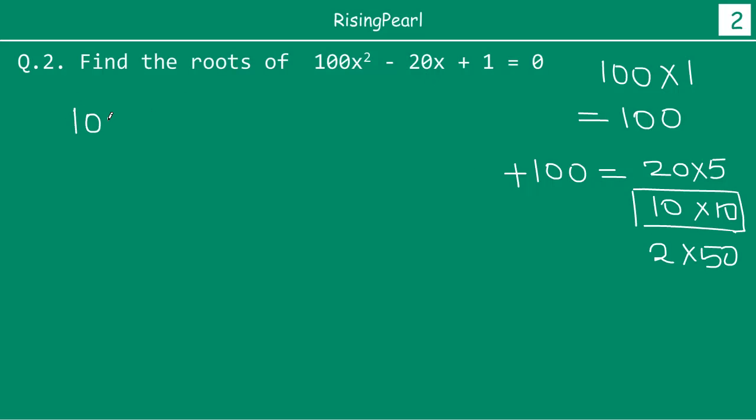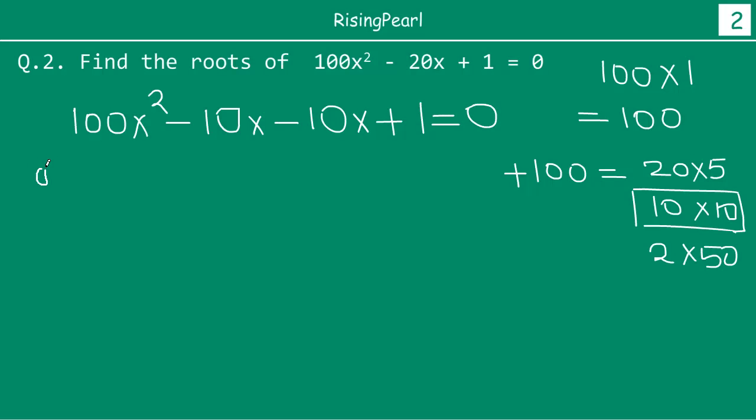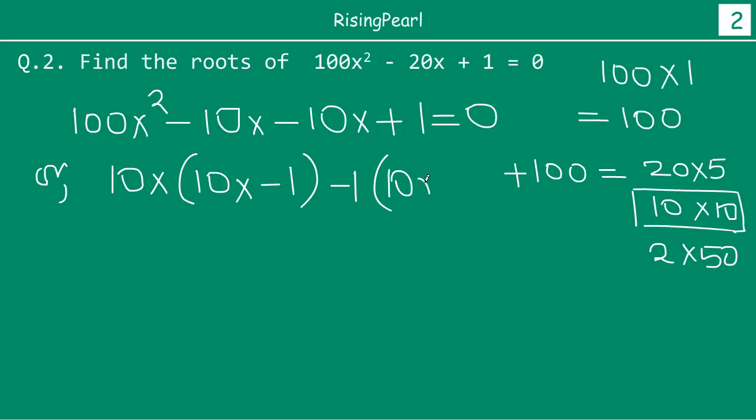So we will have 100x squared minus 10x minus 10x plus 1 equal to 0. From the first two terms we can take 10x common. So 10 times 10 is 100 and one more x will be here, and 10x is outside, so we'll have minus 1 inside. Now from the last two terms we take minus 1 common. So we will get 10x minus 1, and this will be equal to 0.